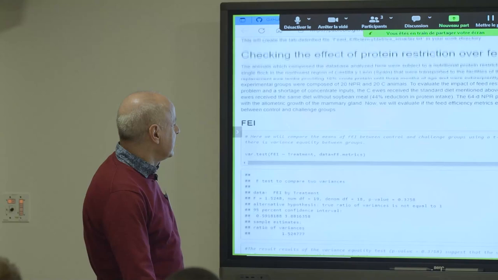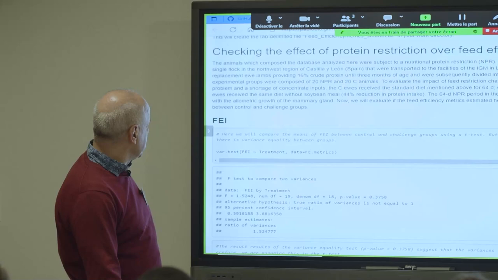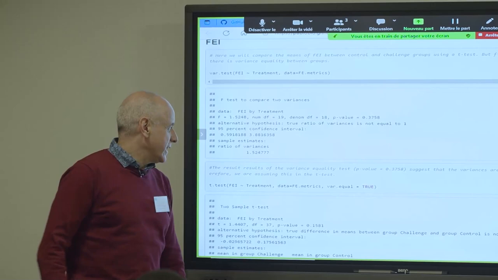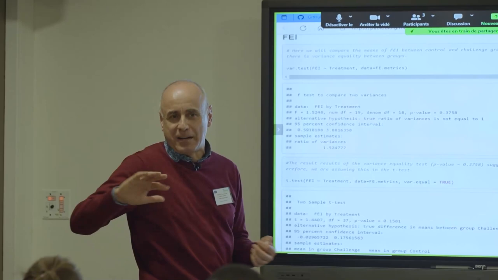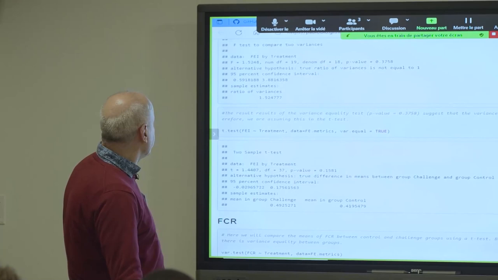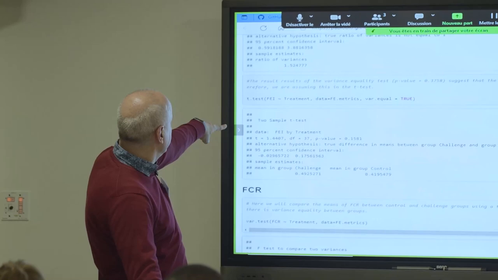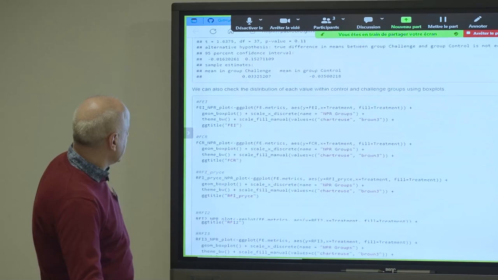The first one is whether this nutritional challenge was affecting feed efficiency, and then we make an F test. We just compare variances to see if the distributions have the same variance or not. Homoscedastic or heteroscedastic is an awful word, at least for me. Then we see that we could apply a t-test without problem. The variance is not different between the groups, and we make the test for feed efficiency index, feed conversion ratio, and the three RFIs. The results are at the end, the results that are more easily explained.